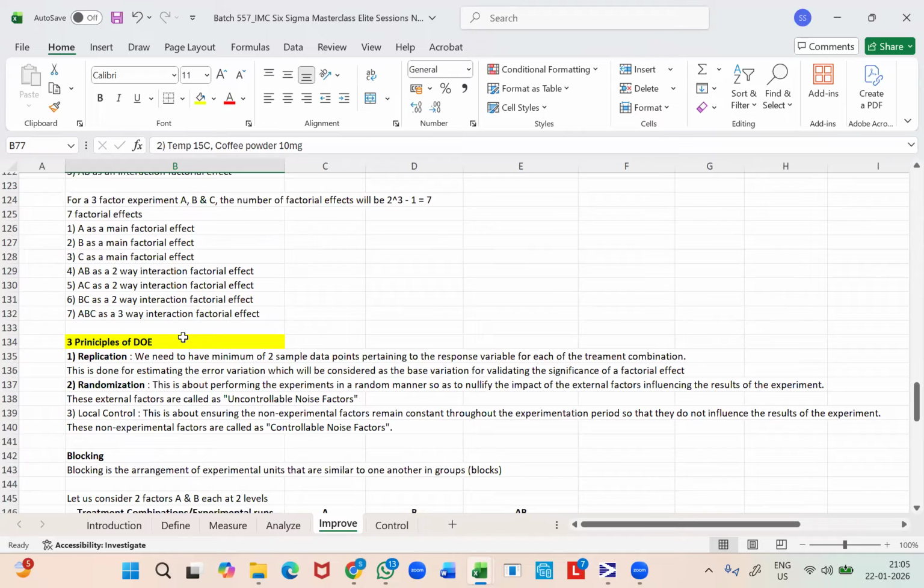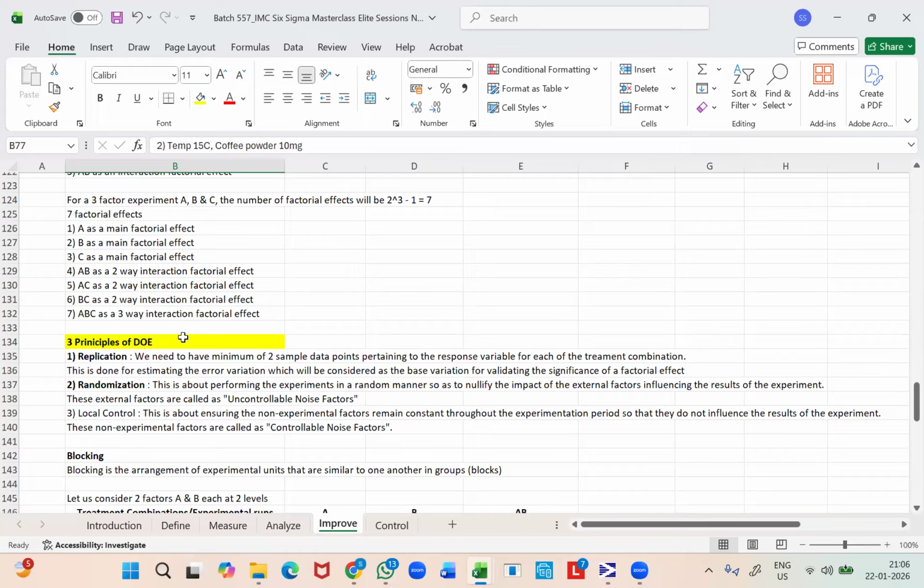As part of the DOE experiment, we need to validate the significance of the experimental factors only. If we want to do that, then it's important for us to ensure that all the other factors are kept constant. But we cannot control the external factors like external temperature or external pressure. So what we can do at best is randomize conducting the experiment. When you randomize conducting the experiment, we will be able to nullify the impact of the external factors influencing the results of the experiment, right?